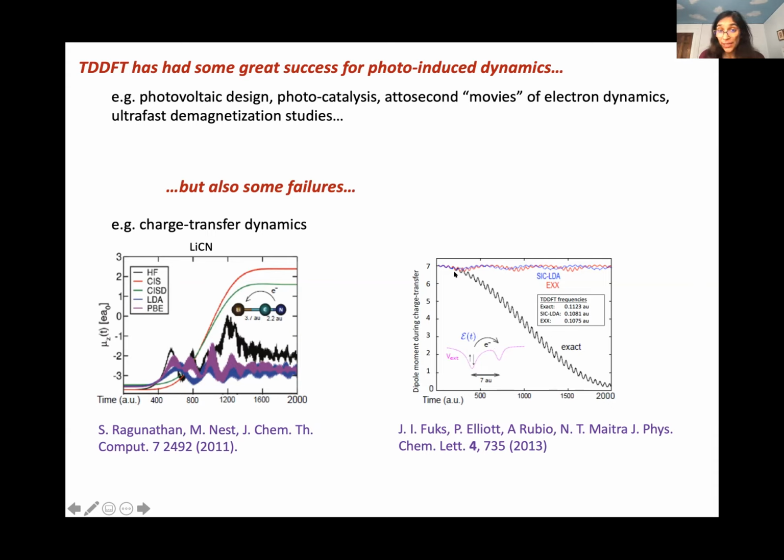And you see a very similar kind of switch. In the exact dynamics, which is the black here, you see this dipole with a large change, right, like this. But now with these DFT approximations, which are non-local in space, the self-interaction corrected LDA and exact exchange, you find that they begin to mimic quite well, but then ultimately fail.